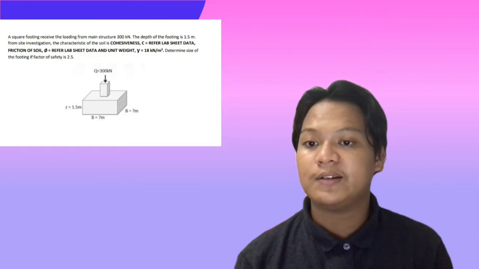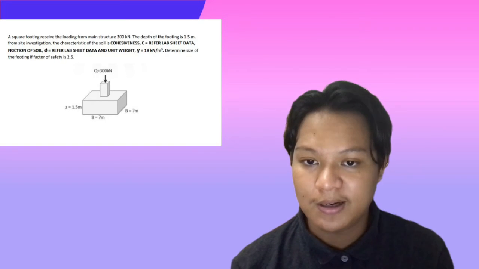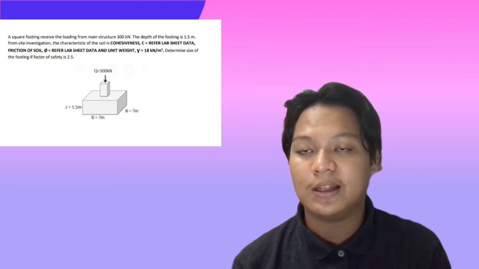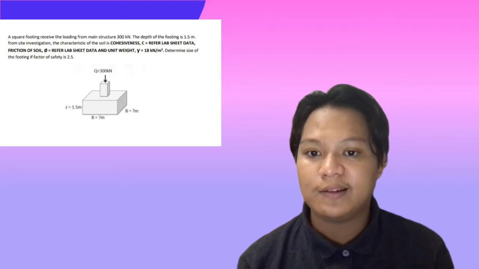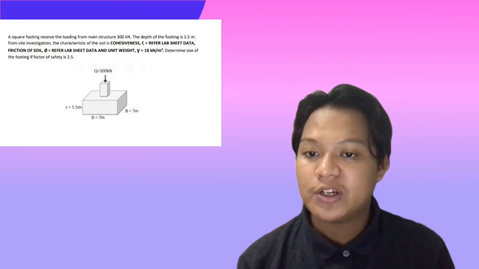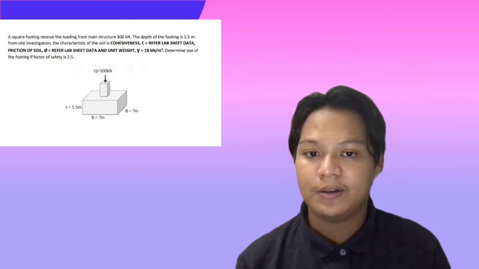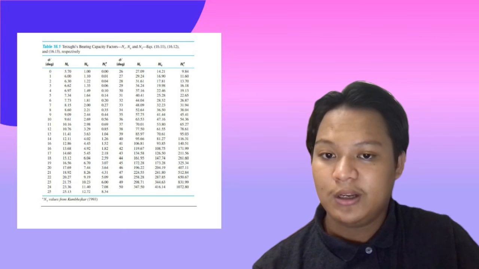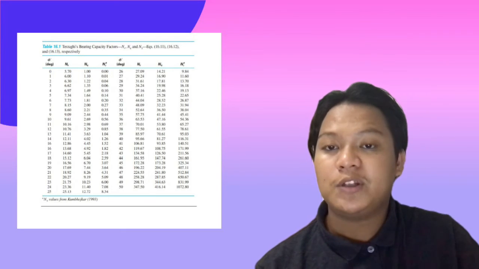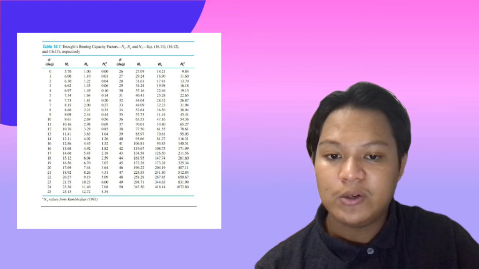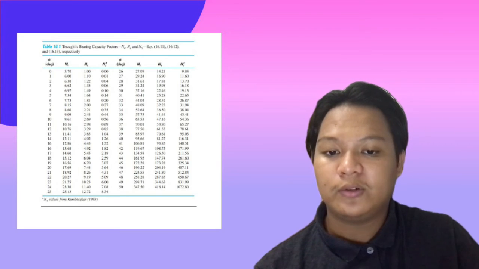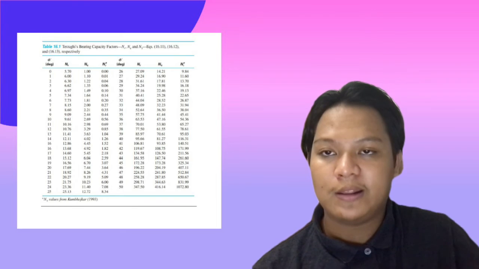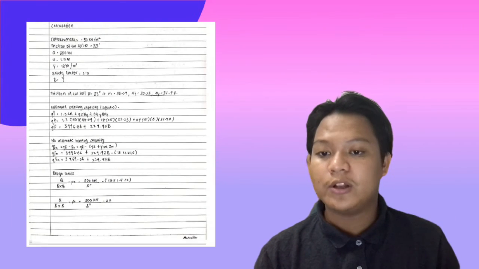So next, as you can see in the diagram here, cohesion C refers to the lab sheet data. So in the data we get that C is 50 and the friction angle of soil is 33. Okay, so as you can see in this table, for 33 degrees, the Nc that you will get is 48.09, for Nq is 32.23, and for Nγ is 31.94. This is the calculation.